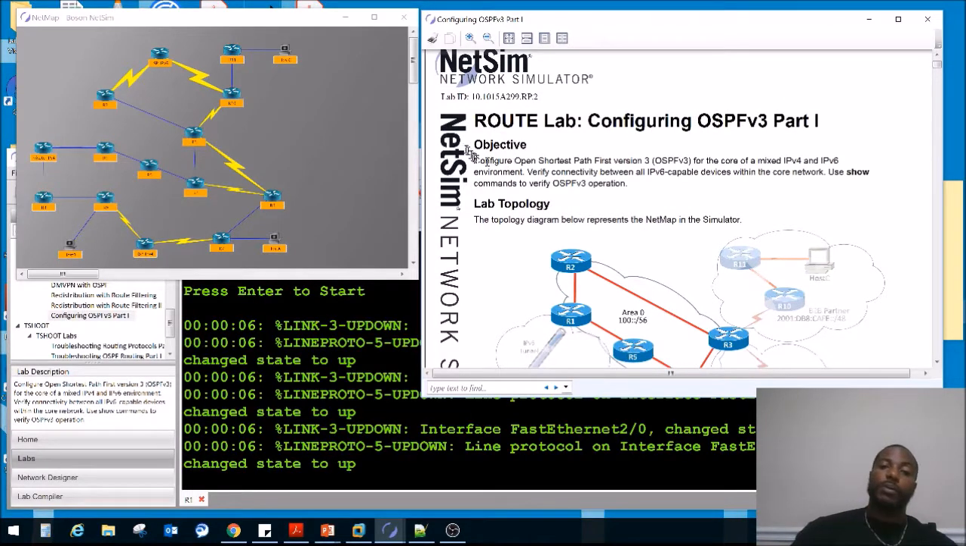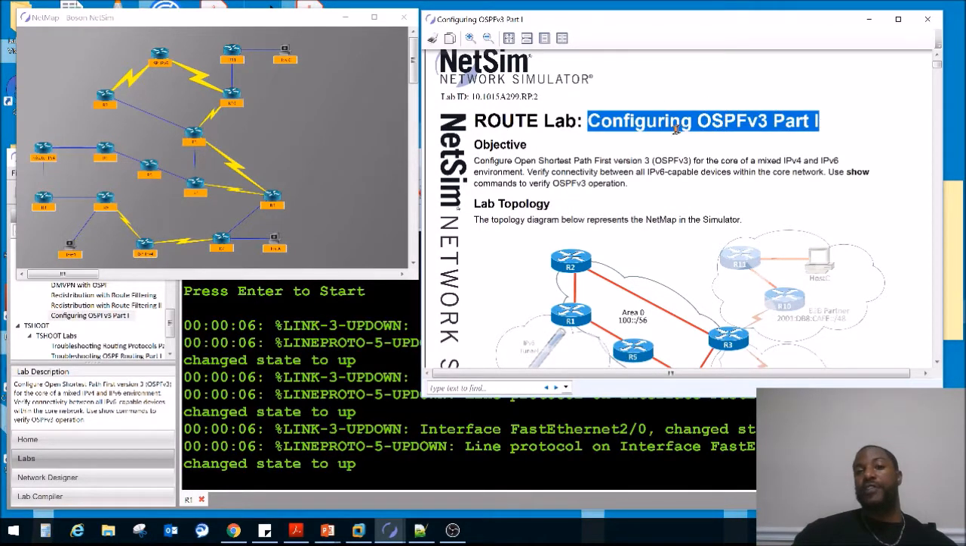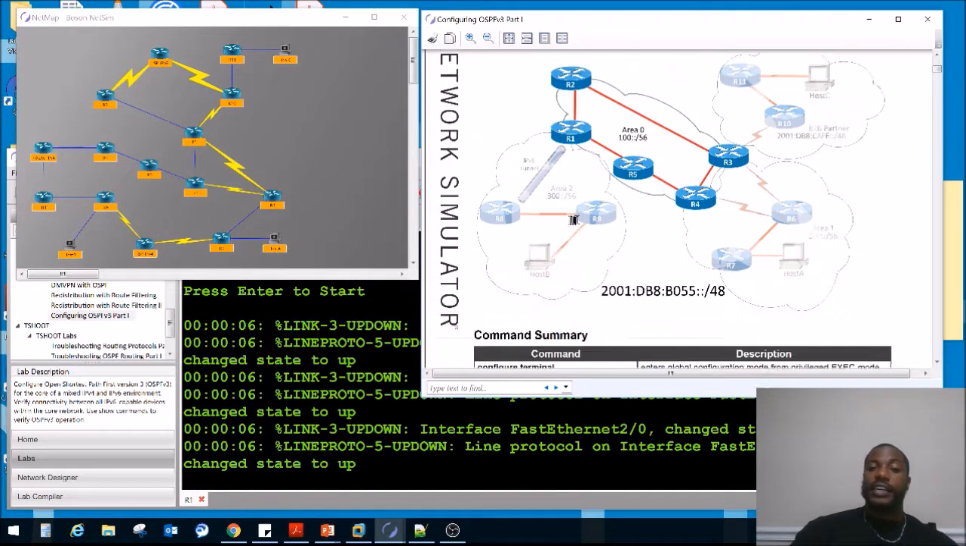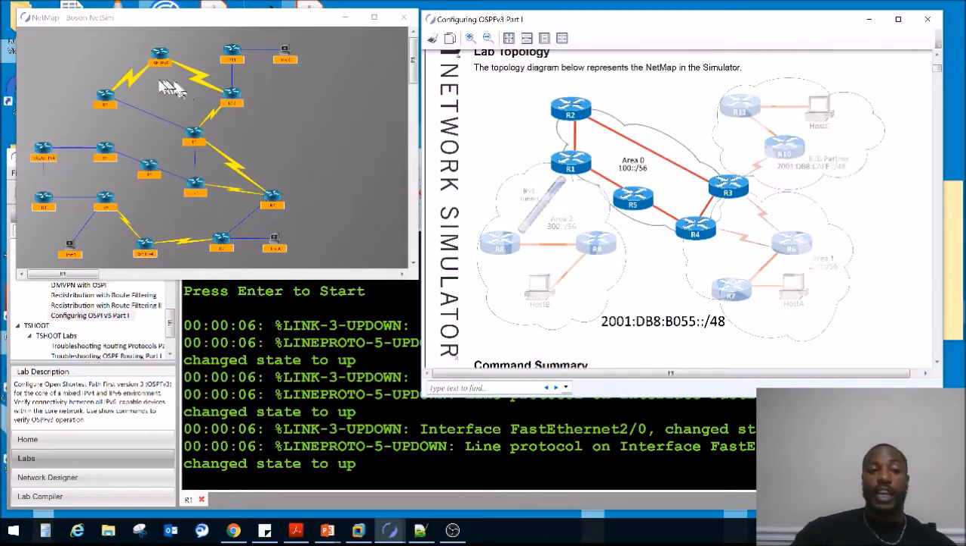All right, so here's the lab we're going to be working with. ROUTE lab, configuring OSPFv3 part 1. I don't even know if there's a part 2 in this. But anyways, here's the topology we're going to be working with. It looks kind of scary. However, we're just going to be working with, I believe, area 0, these 5 routers within this network here. So don't worry about this AS or that. We're just going to be worried about the 5 routers in area 0 right here.